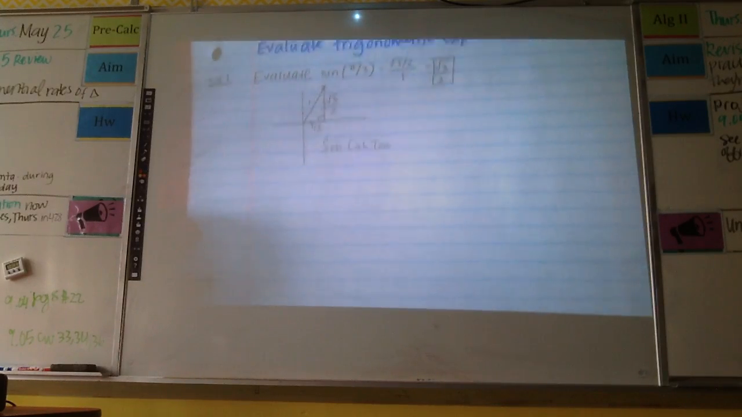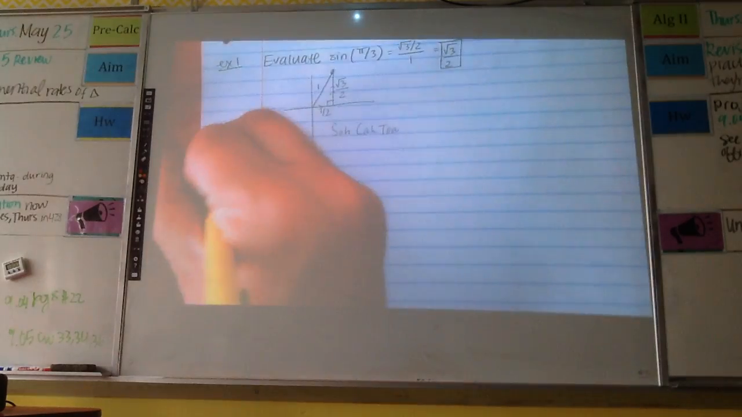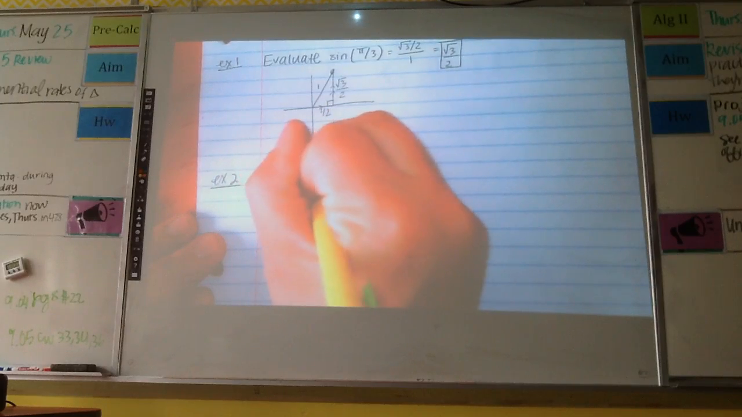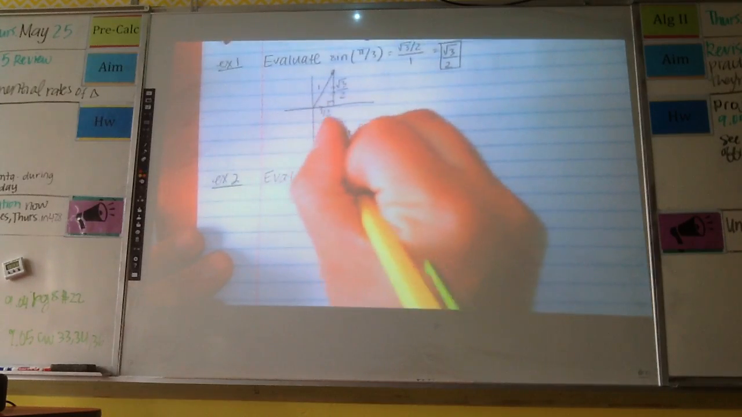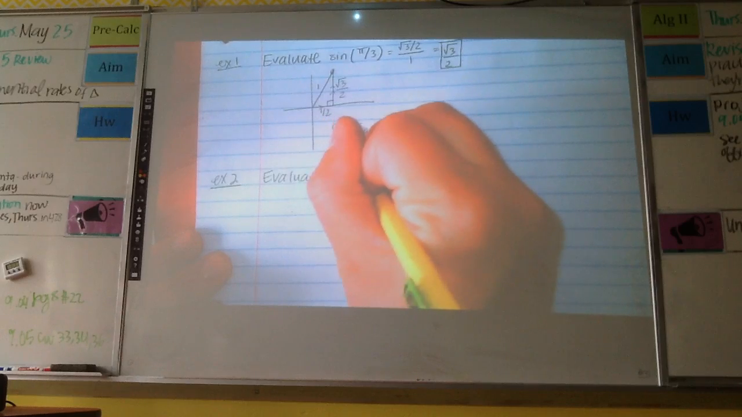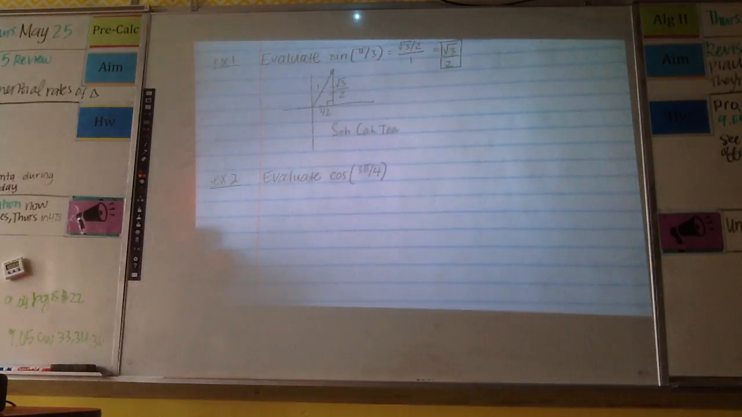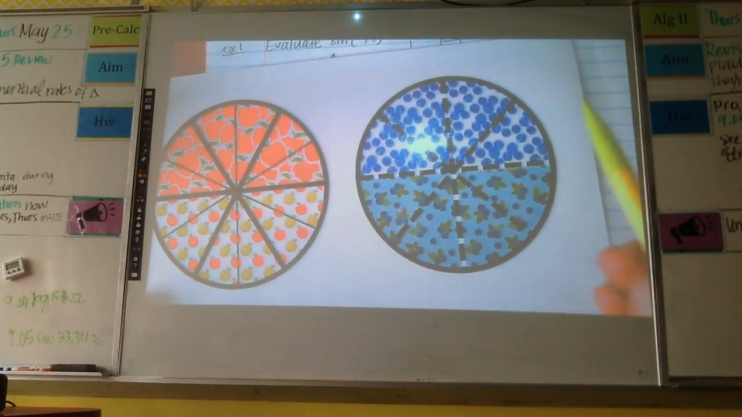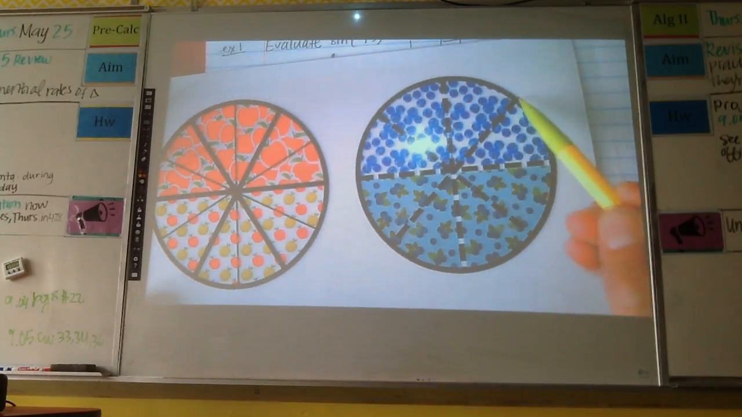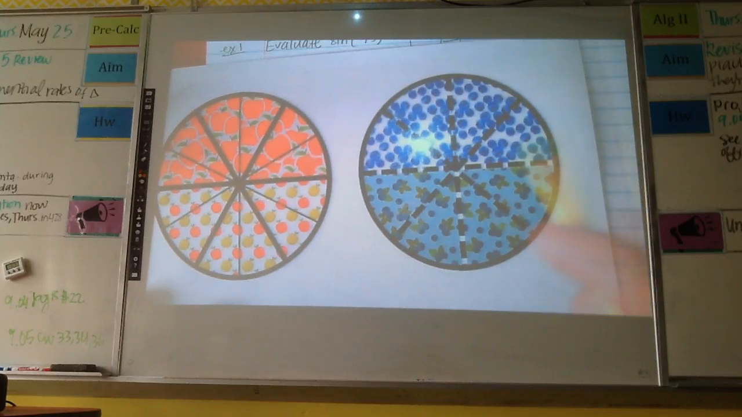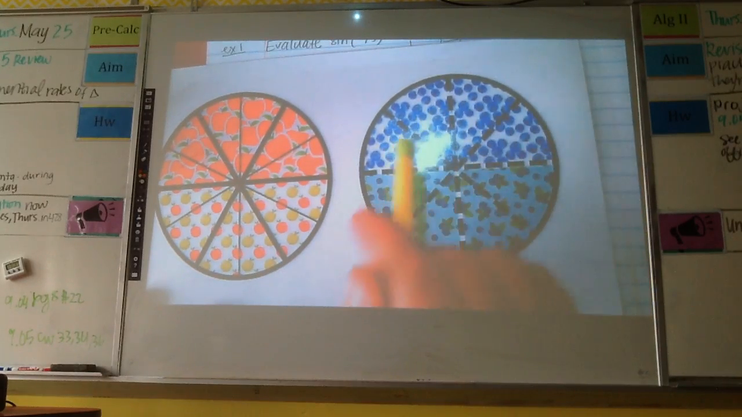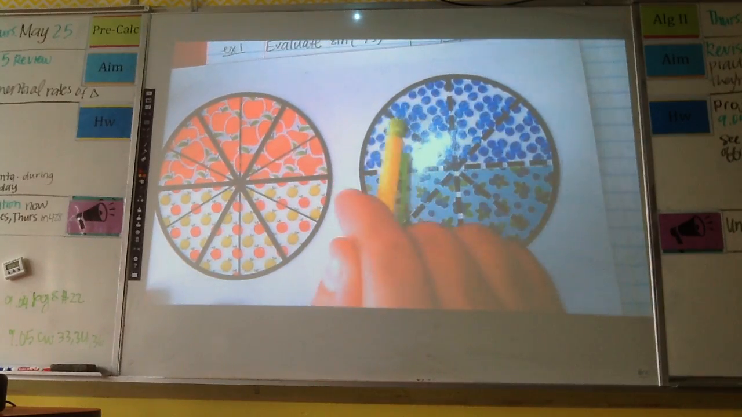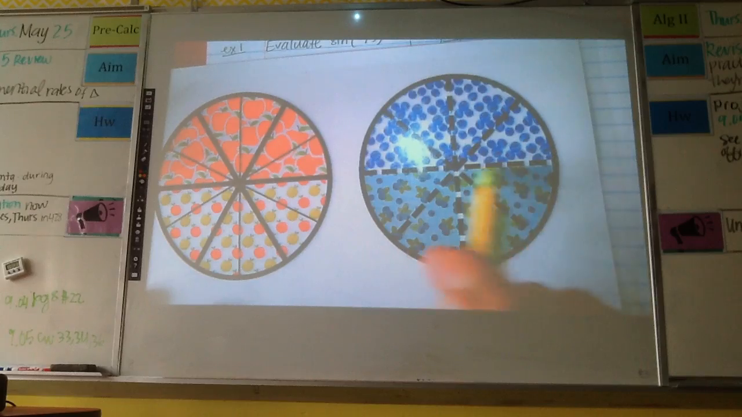All right, example 2. Evaluate the cosine of 3 pi over 4. 3 pi over 4. Ooh, this time I'm cutting pi into fourths. That's going to land me halfway between the x and y axes. So here I've divided pi into 4 pieces. I want 1, 2, 3 of the pieces of the way there. So that edge will land right here.